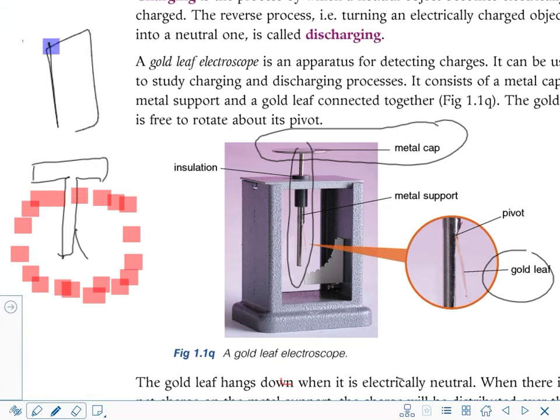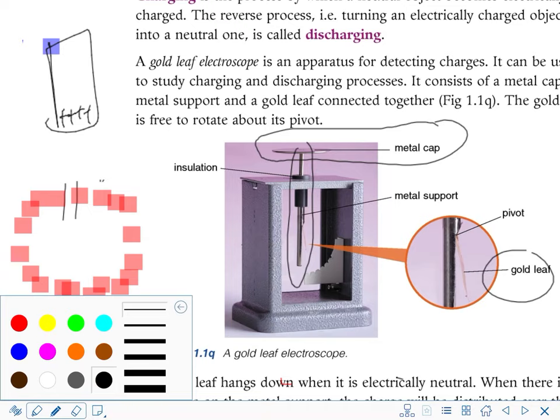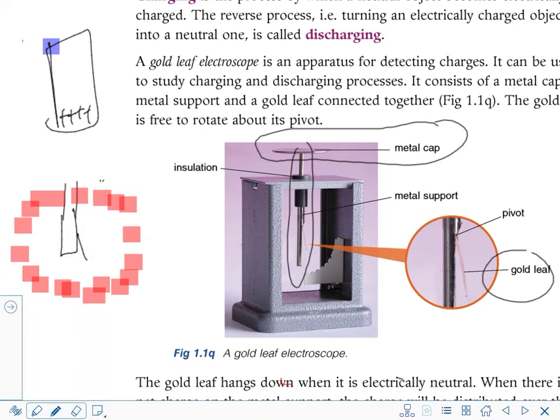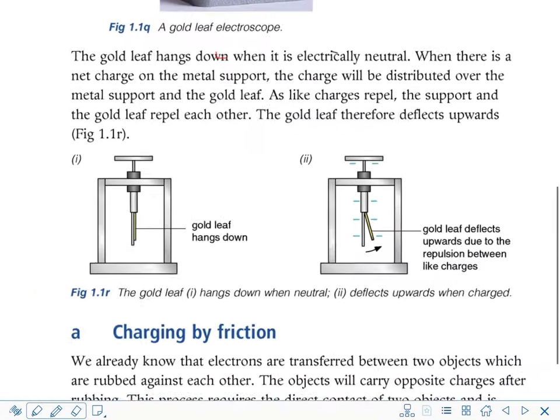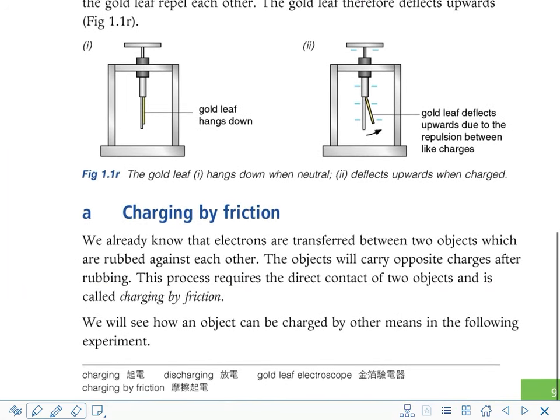If a charged object here is positively charged, we will have negative induced charge move upward. So relatively at the bottom of the metal part will be positively charged. The gold leaf would rise because like charges repel. If we move away the rod, there is no negative induced charge and positive induced charge, so the gold leaf will fall down. So this is a device to check the electric charge.